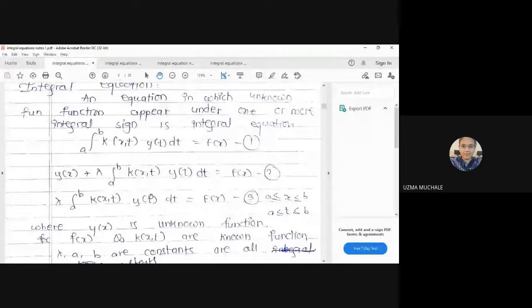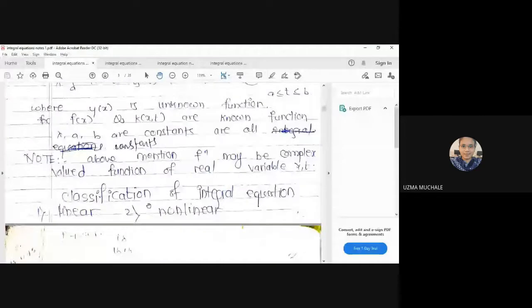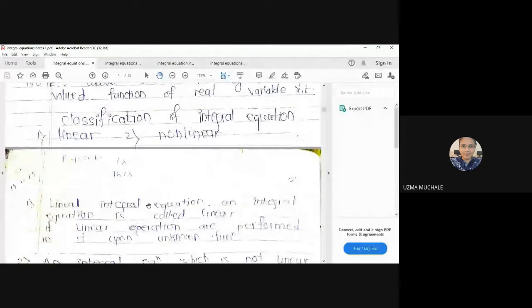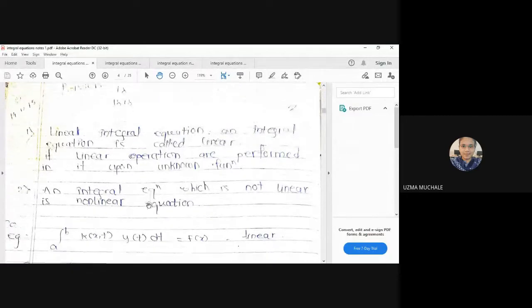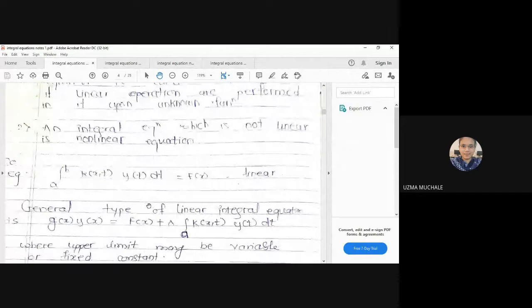Then we have gone for the classification, the linear and non-linear. You already know what a linear one is. That means if linear operations are performed on the unknown function, then it is a linear integral equation, and if it is not linear, then it is a non-linear integral equation.